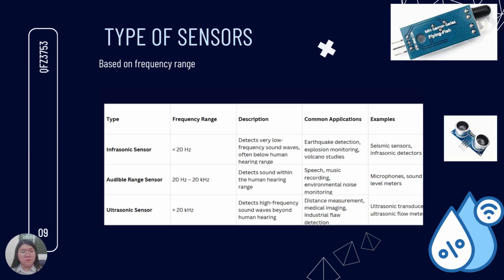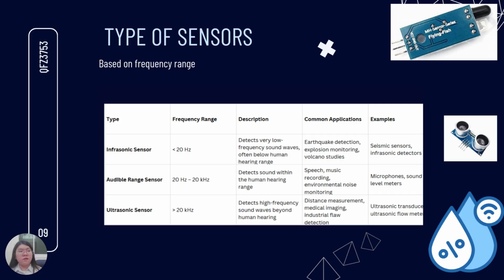Infrasonic sensors are for frequencies less than 20 Hz. They detect very low frequency sound waves, often below the human hearing range, and are used for earthquake detection and explosion monitoring. Audible range sensors cover frequencies between 20 Hz and 20 kHz. They can detect sound within the human hearing range, and are normally used in music recording and environmental noise monitoring.